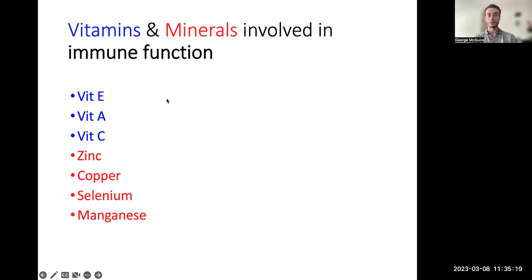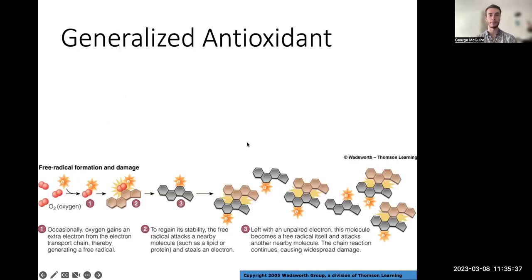So the main vitamins and minerals that we're going to be looking at involved in immune function through this use as an antioxidant are going to be the lipid-soluble vitamins, vitamin E and vitamin A, and then the water-soluble vitamin C, as well as the minerals zinc, copper, selenium, and manganese.